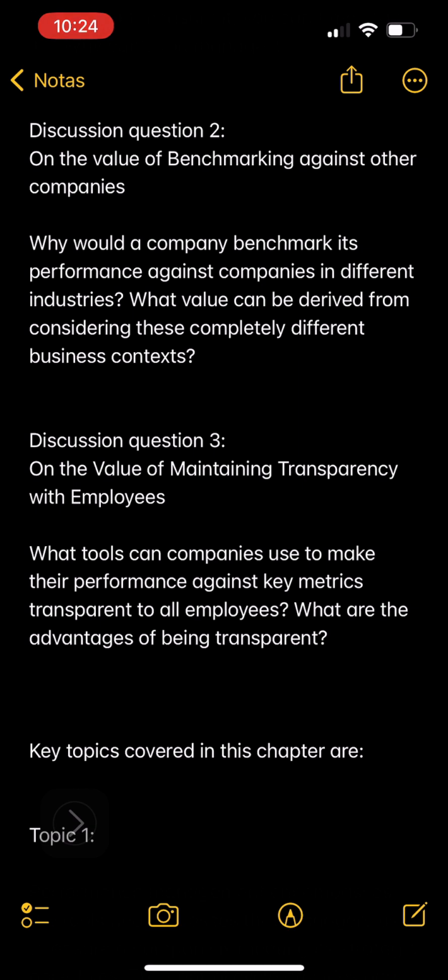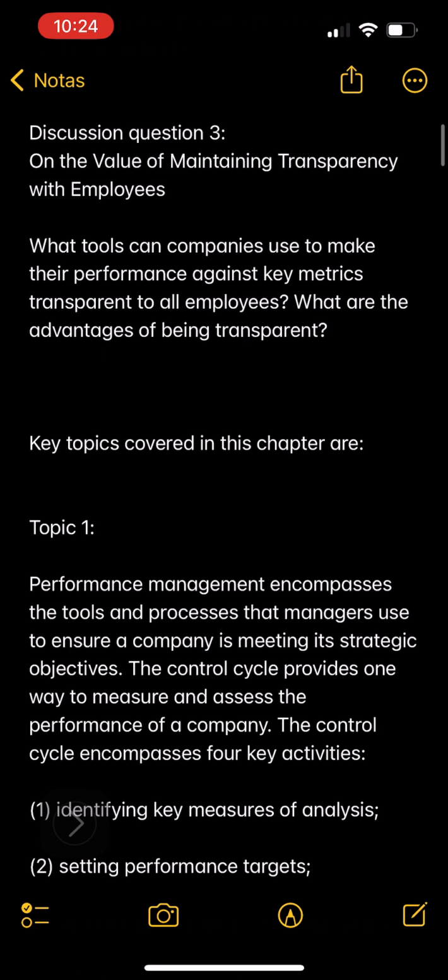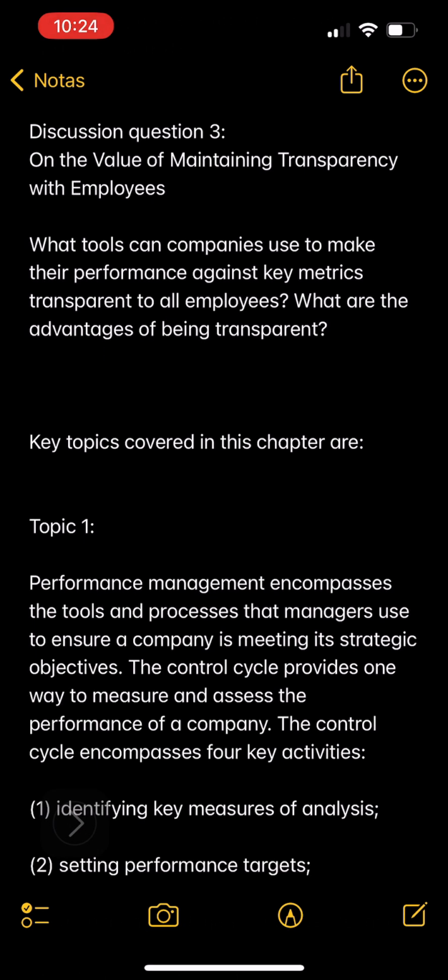Discussion Question 3, on the value of maintaining transparency with employees. What tools can companies use to make their performance against key metrics transparent to all employees? What are the advantages of being transparent?